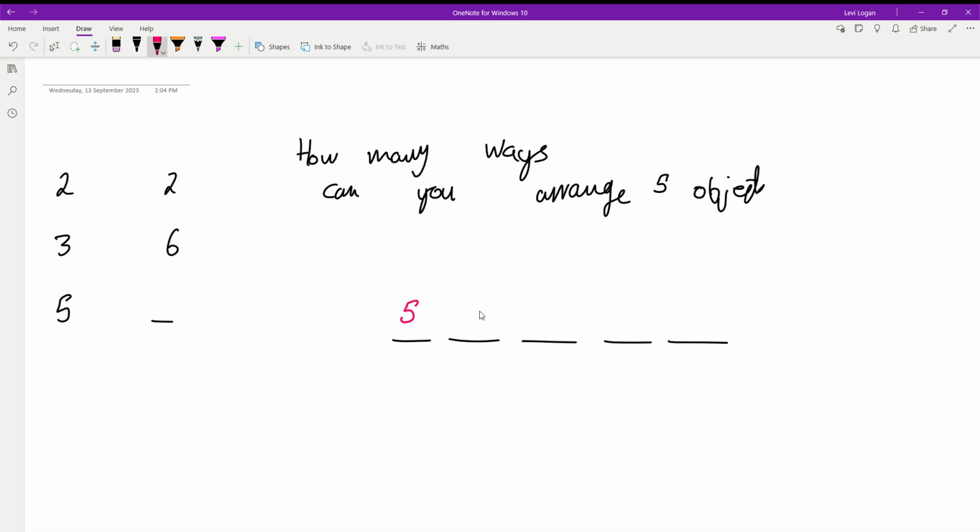Now, how many objects can I place in the second placeholder? This is a bit weird to think about, but if you've already placed an object in the first, that means you only have four left. So the answer would be four. How many can I place here? If you've already placed two and you have five objects, that means you can only place three there. And you'll start to see where I'm going. If we multiply these numbers together, it will give us the number of ways we can arrange the objects. 5 times 4 times 3 times 2 times 1 will give me 120. That will be the number of ways you can arrange five objects.